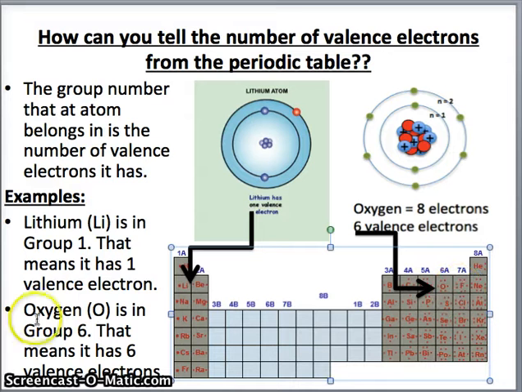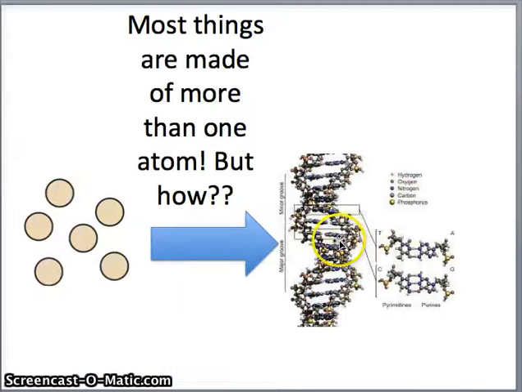So using this information, you can predict how many bonds an element can make with another atom, right? And we'll talk about the different types of bonds next time we meet. But this is the basic information that I would like for you to know before we move on to learning more about molecules and how these complex structures get formed. Okay?